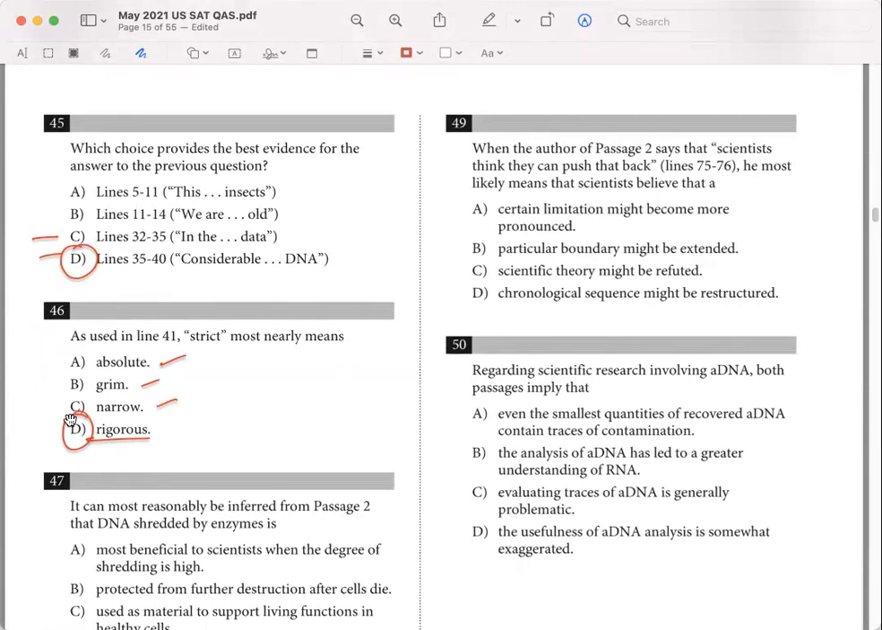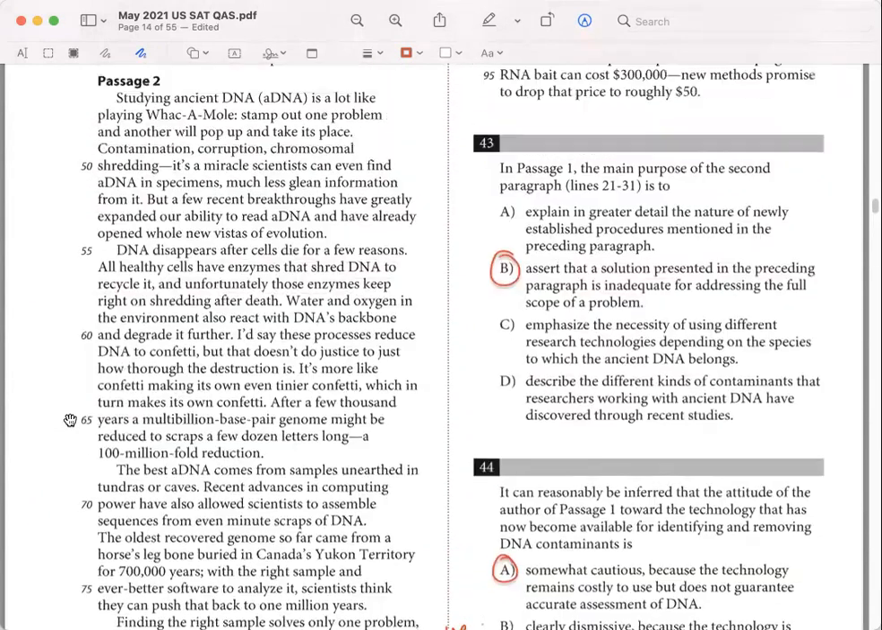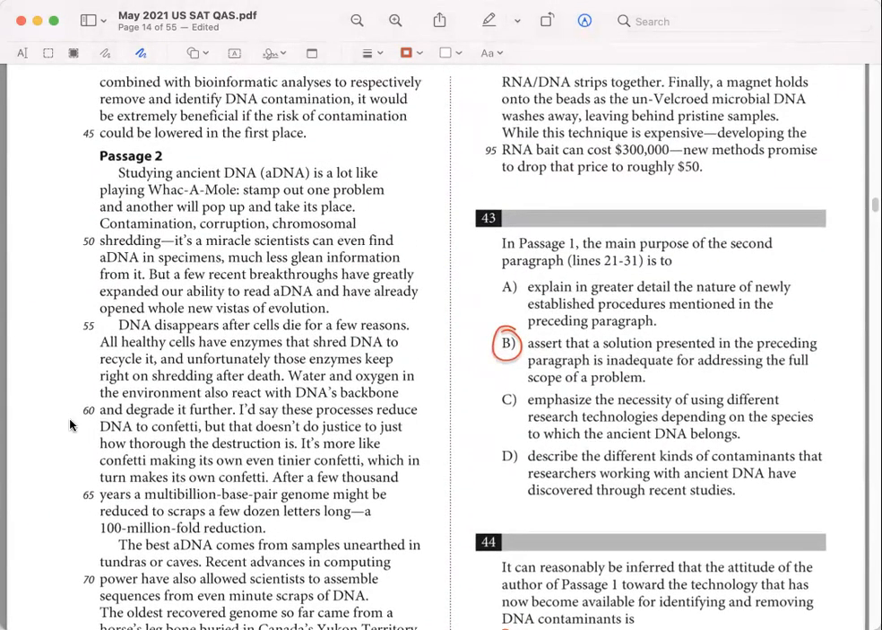Okay, 47 is about passage 2. So let's read passage 2. Studying ancient DNA is a lot like playing whack-a-mole. Stamp out one problem and another will pop up and take its place. Contamination, corruption, chromosomal shredding. It's a miracle scientists can even find DNA in specimens, much less glean information from it. But a few recent breakthroughs have greatly expanded our ability to read DNA and have already opened whole new vistas of evolution.